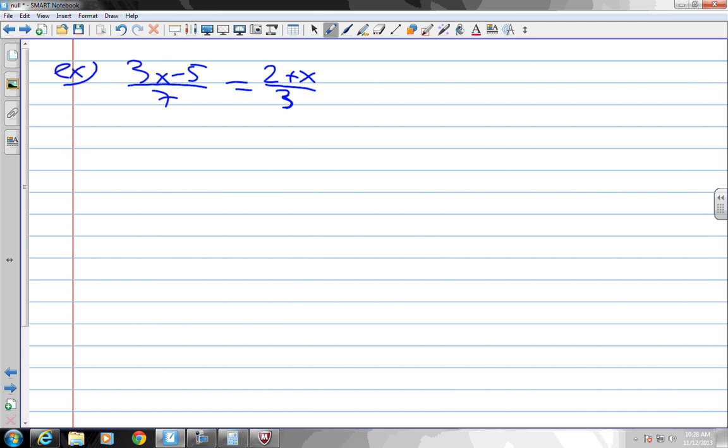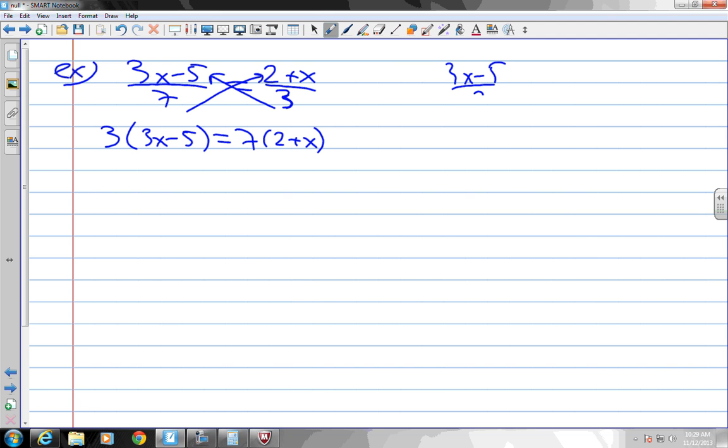Because what you do on one side, you do on the other side. But if you have an equation of this form, where it's just a fraction equals a fraction, the easiest thing to do is to cross multiply. Multiply the left numerator by the right denominator, and vice versa. Cross multiplication.